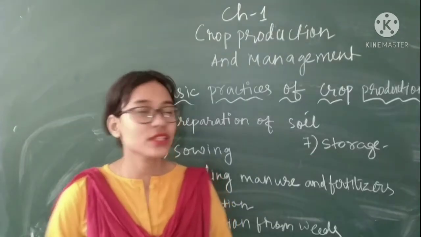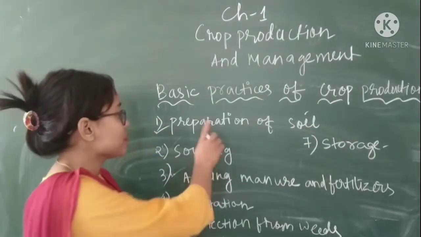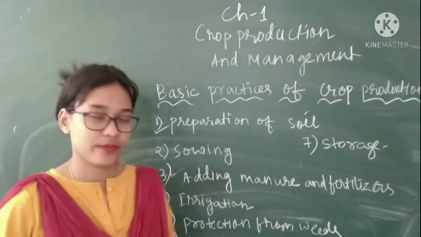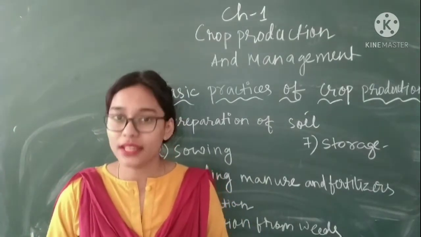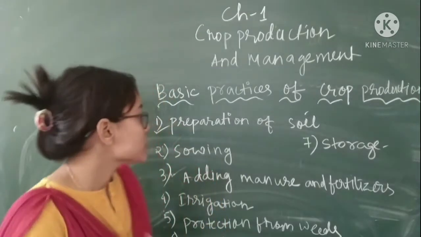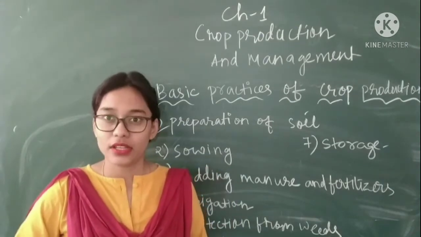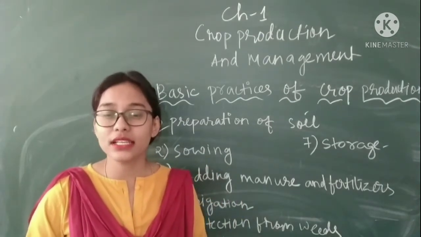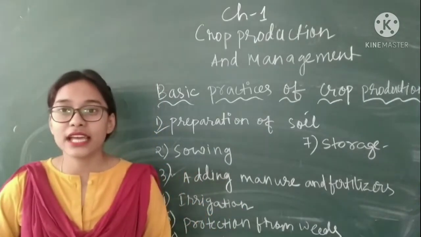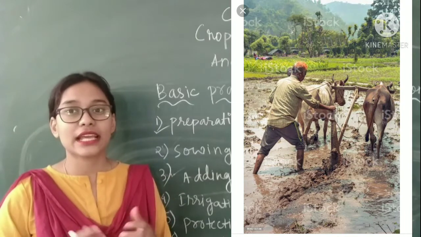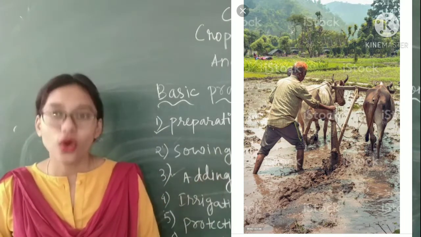Okay students, now we will discuss the basic practices of crop production. The first step is preparation of soil. How it is done and why it is done, we will discuss that. You see, the soil is loosened. How is it done? It is done by plowing or tilling. How it can be done, you can see in the diagram. It can be done by using an agricultural implement called a plow or hoe.